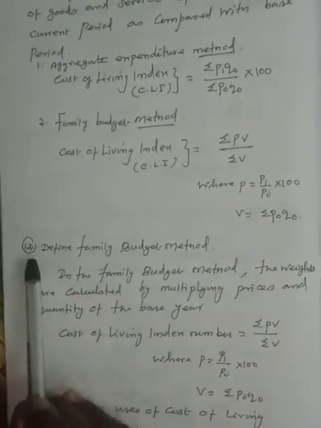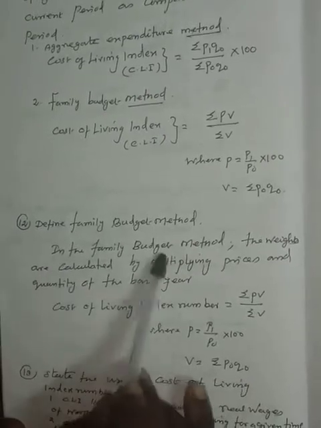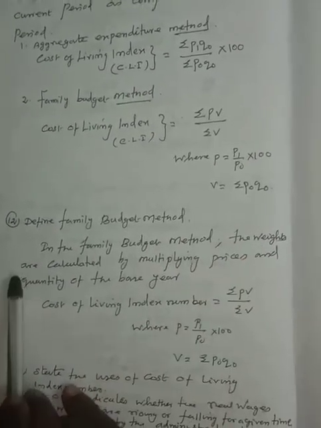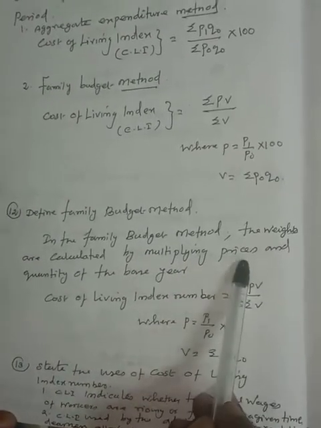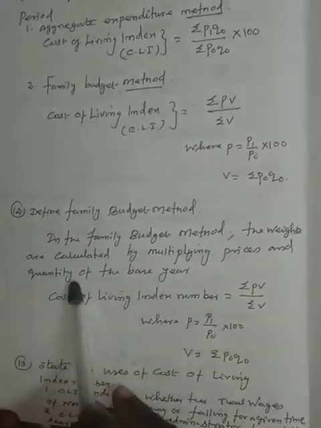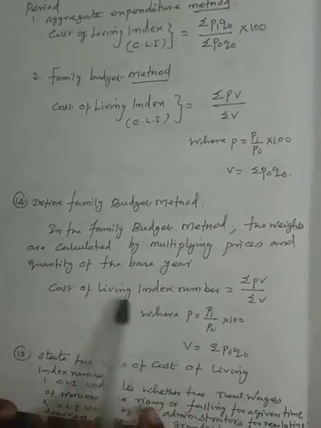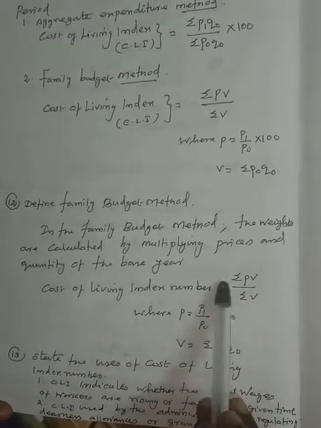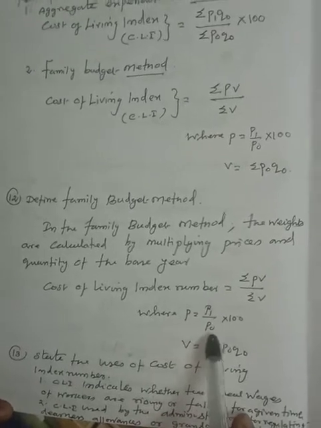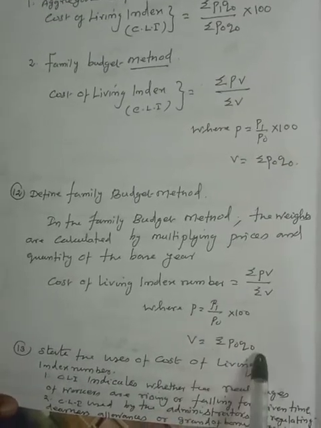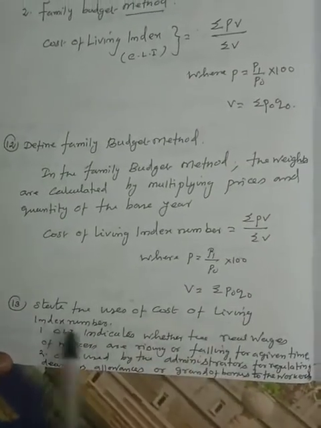Question number 12, define family budget method. In the family budget method, the weights are calculated by multiplying prices and the quantity of the base year. Cost of living index number is equal to sum of PV divided by sum of V, where P is equal to P1 divided by P0 into 100. V is equal to sum of P0Q0. Question number 13, state the use of cost of living index number.